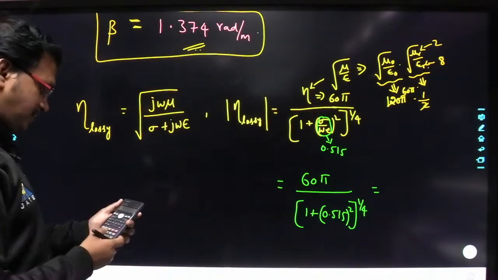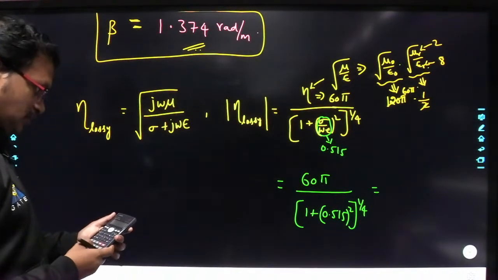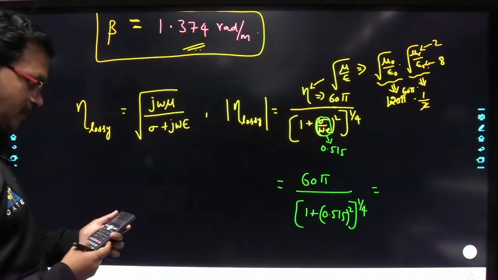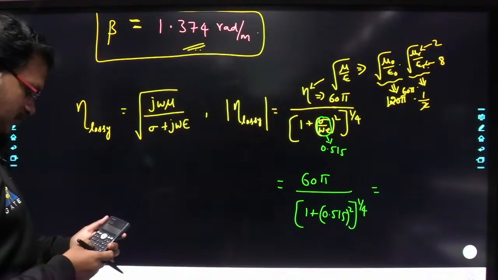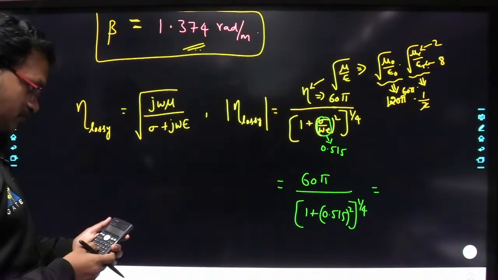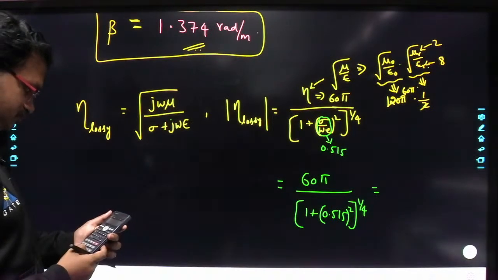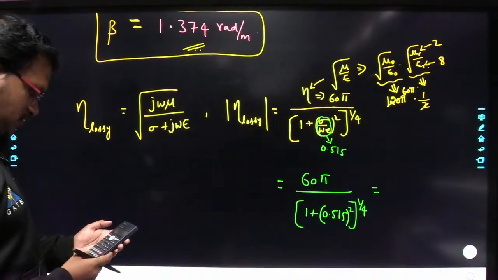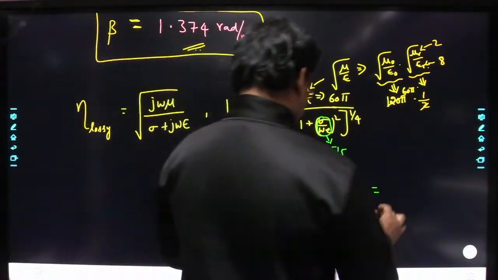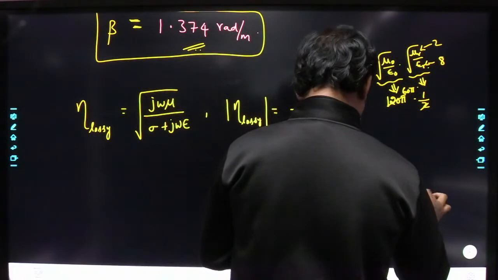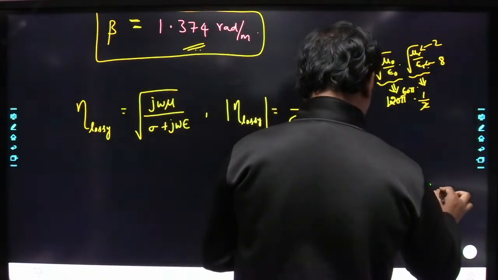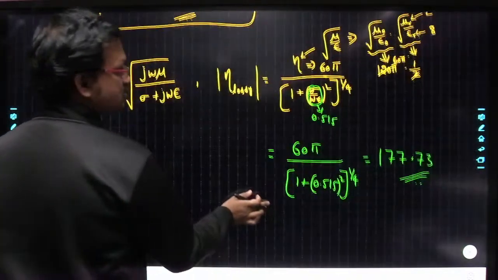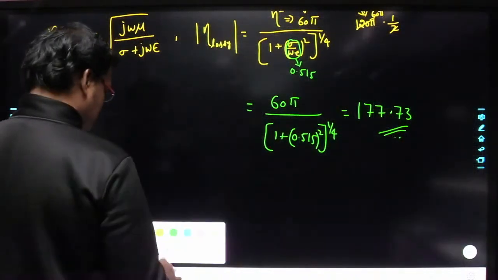So I am determining the magnitude here: 1 plus 0.515 squared, the whole to the power of 1 divided by 4. Then 60 pi divided by the answer. So you are going to get 177.73 here. So this is the magnitude. And what is the phase shift here?